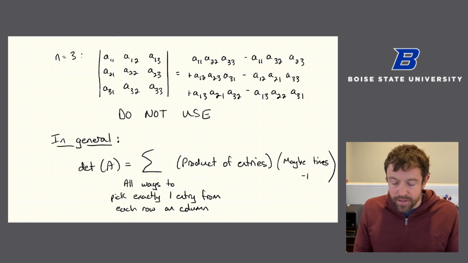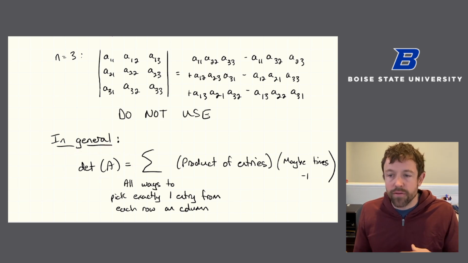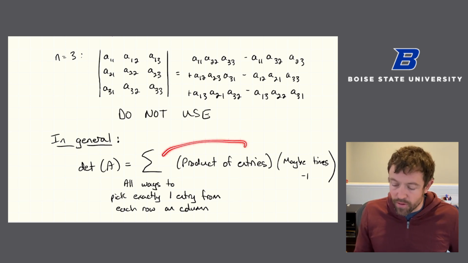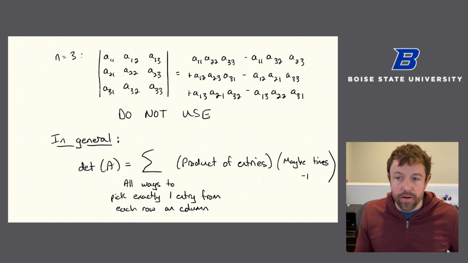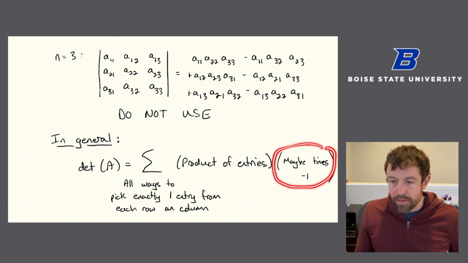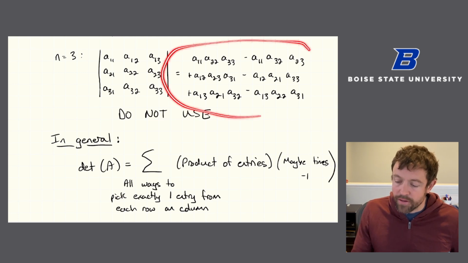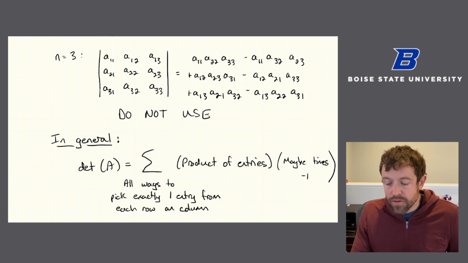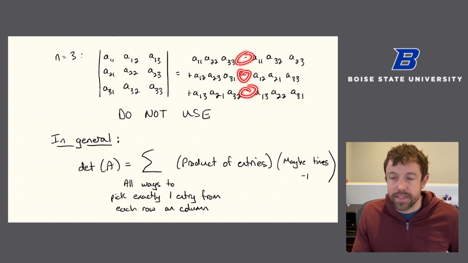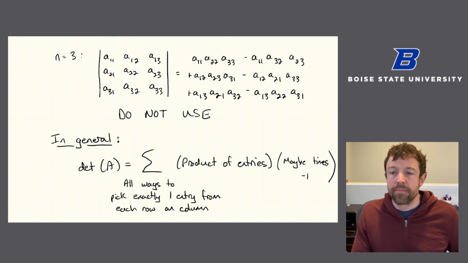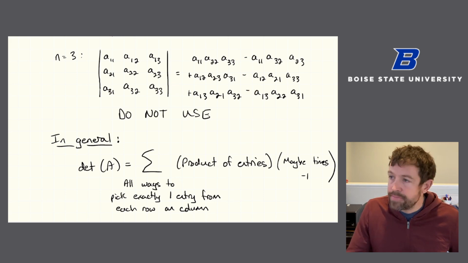It's saying that there's actually a formula for the determinant, and the way we do it is we figure out all the different ways to pick exactly one entry from each row and each column. We multiply them together, but maybe we have to multiply by a -1. And that's what's going on right here. And it turns out even if you don't really know when to multiply by a -1, this is still useful. And we'll see how that works.